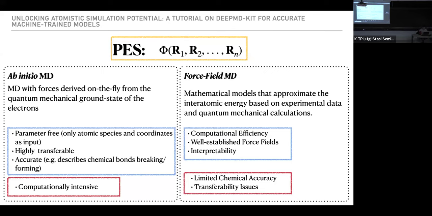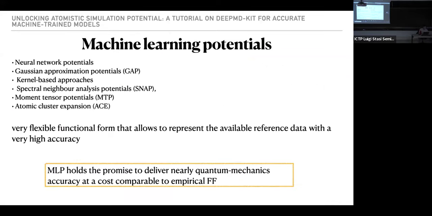And also, they are not very transferable, in the sense that a model built to perform in some conditions might not perform well in other pressure and temperature conditions. So between these two approaches, we can locate the machine learning potential.